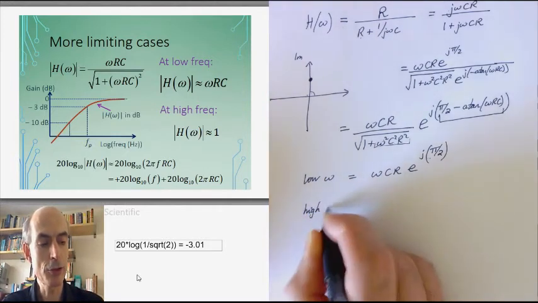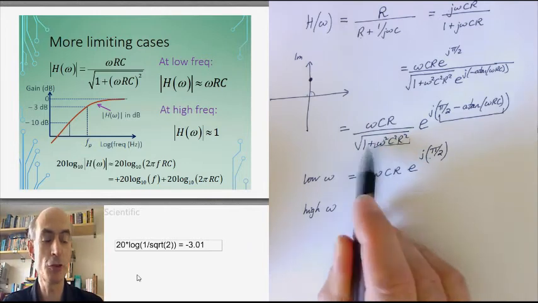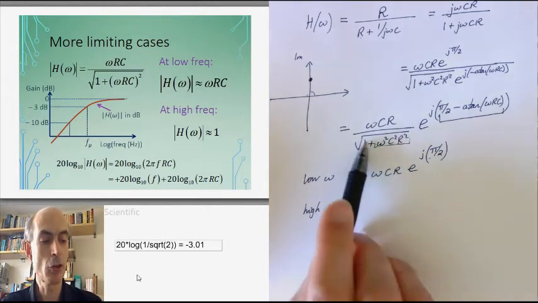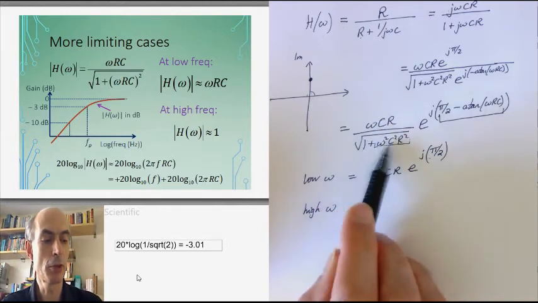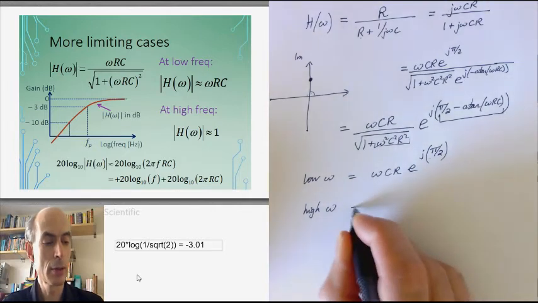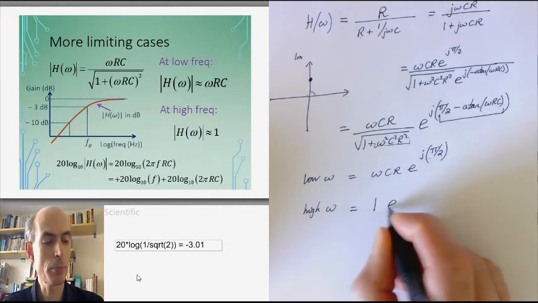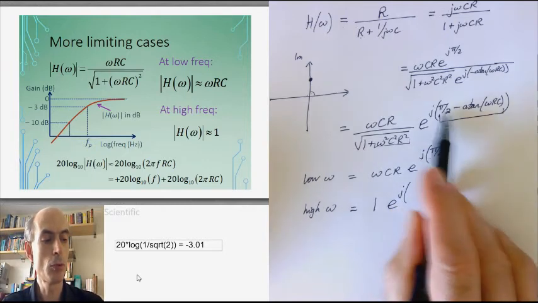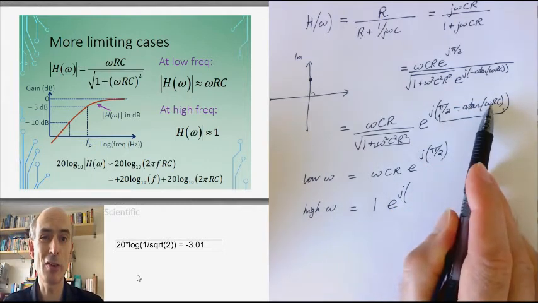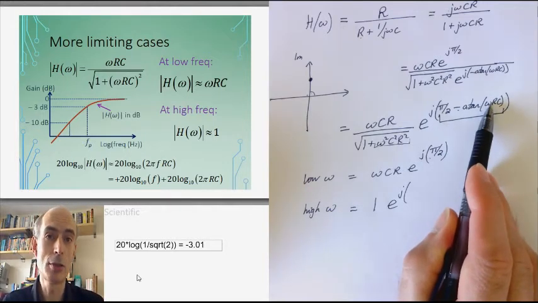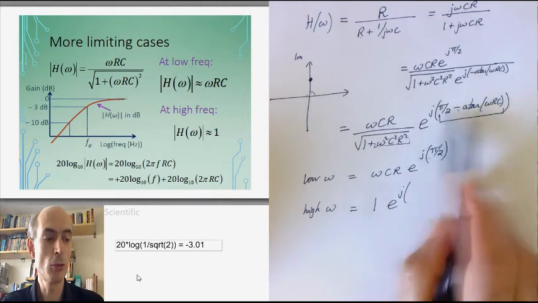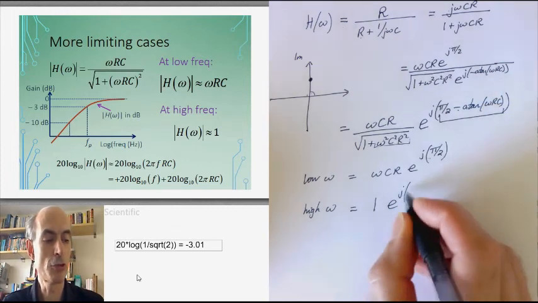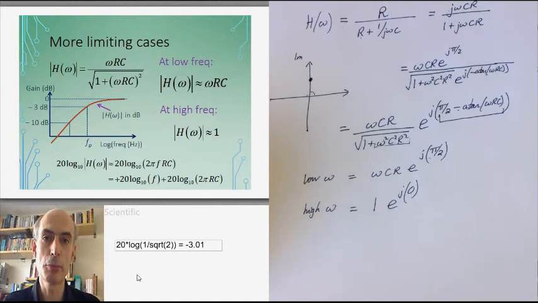At high frequencies, where omega squared c squared r squared is much, much bigger than 1, I can neglect the 1. That means that I'm just going to get omega CR divided by omega CR, which is just 1. And I'm going to get 1 times e to the power of j pi over 2 minus the arctangent of a very, very large number. Well, the arctangent of a very, very large number is approximately 90 degrees, or pi over 2. So this would just result in pi over 2 minus pi over 2, which is 0. So e to the power of j, 0. The output and the input are in phase.